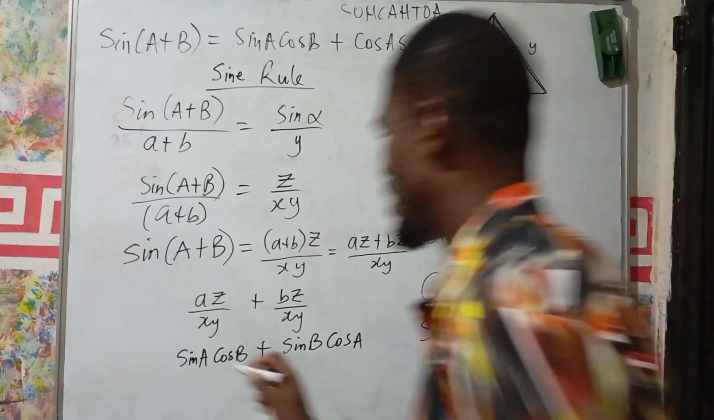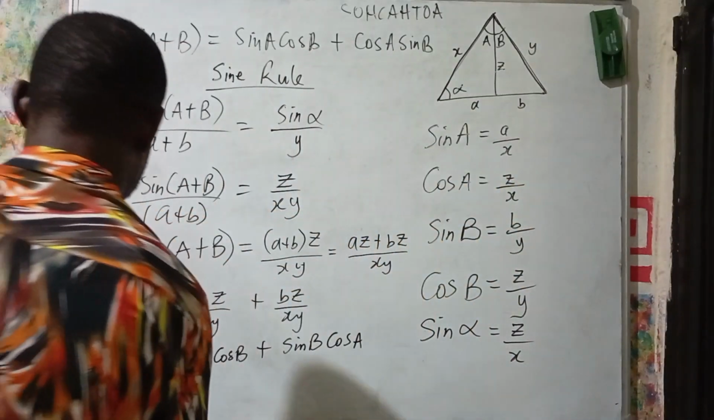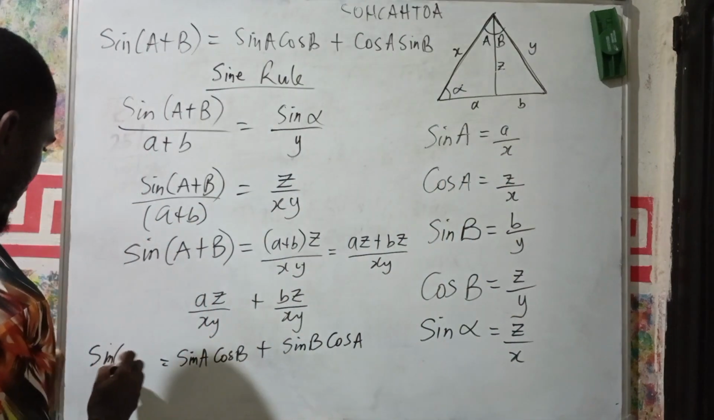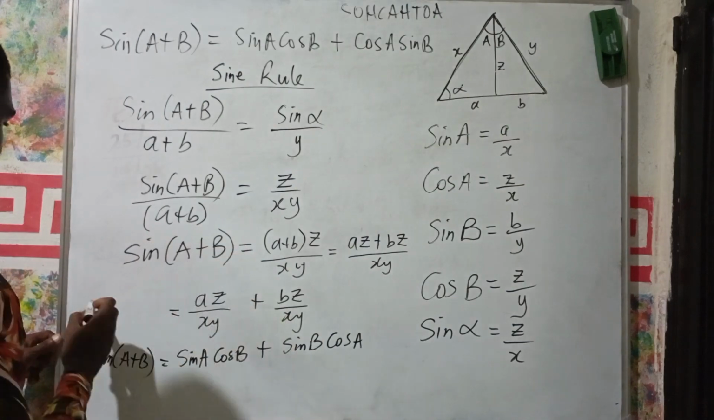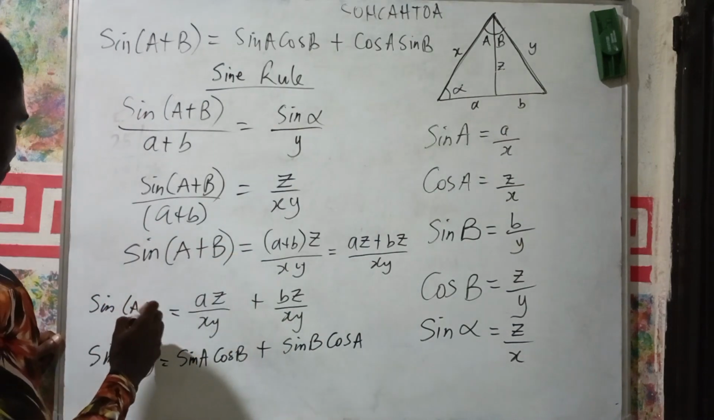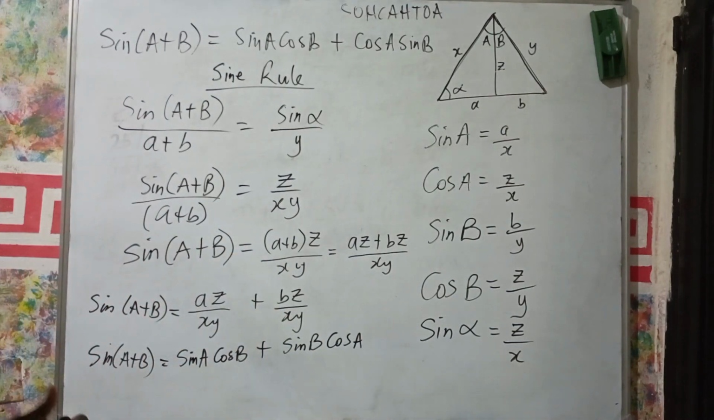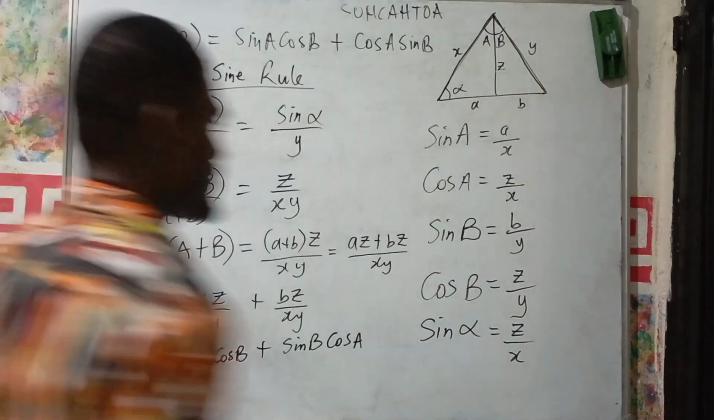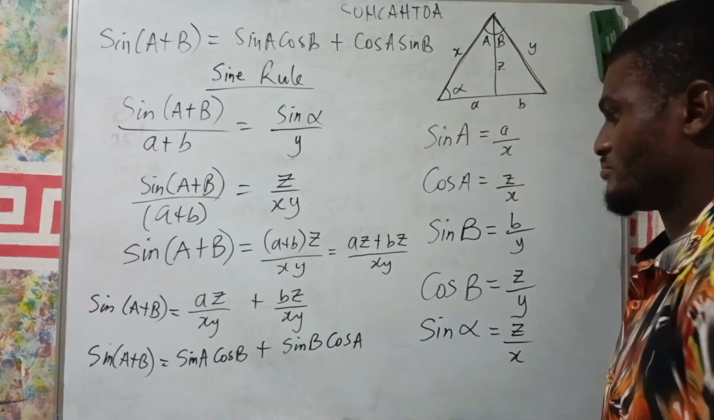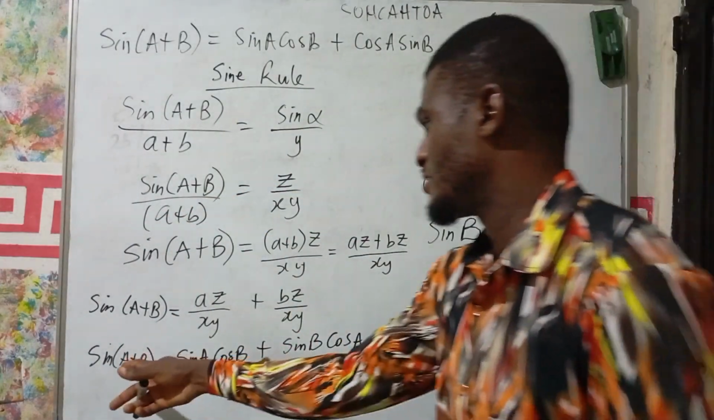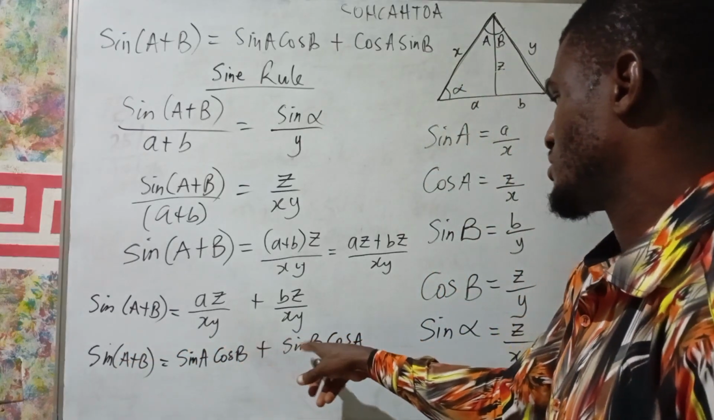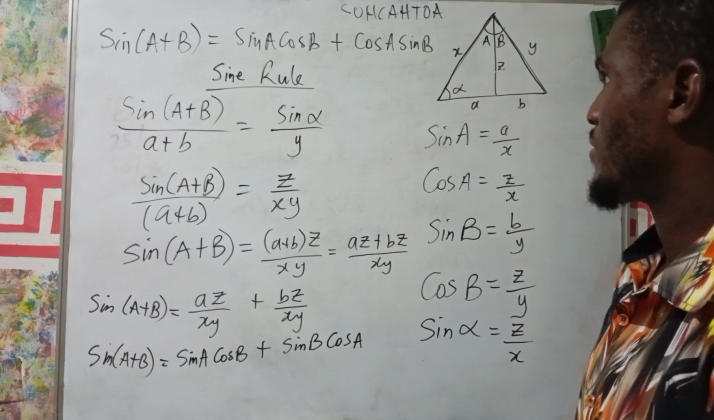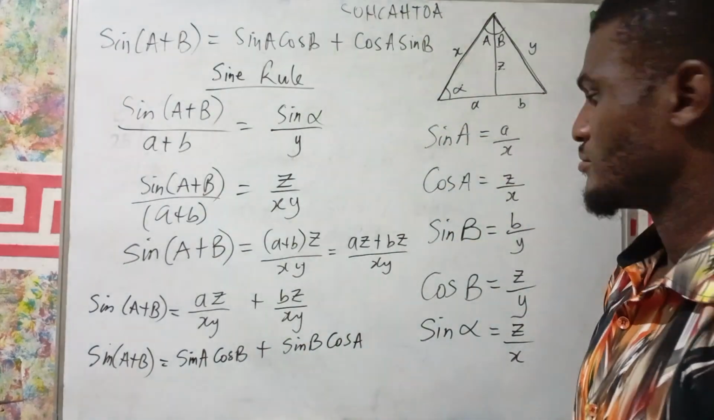All right. So now we can say that sine of (A + B) is equal to this. Remember, this side is still sine of alpha plus beta. So we've been able to prove that sine(A + B) is equal to sine A cos B plus sine B cos A, which is still the same as this.